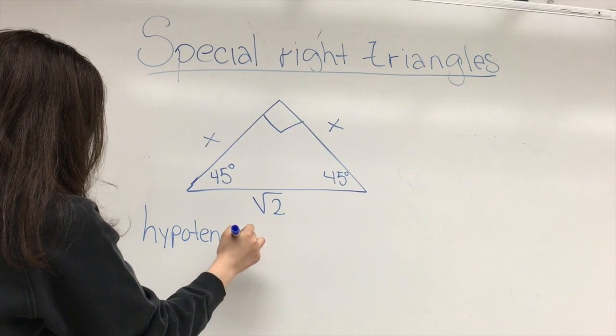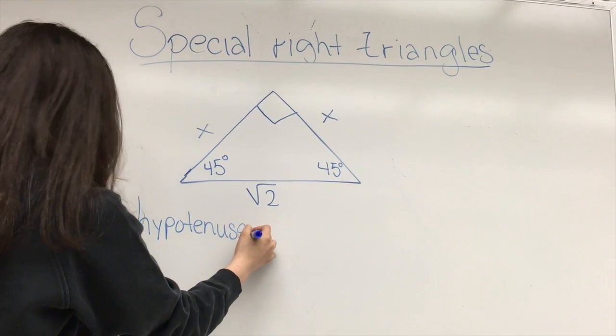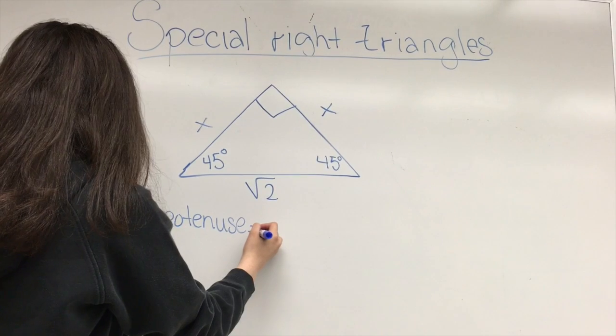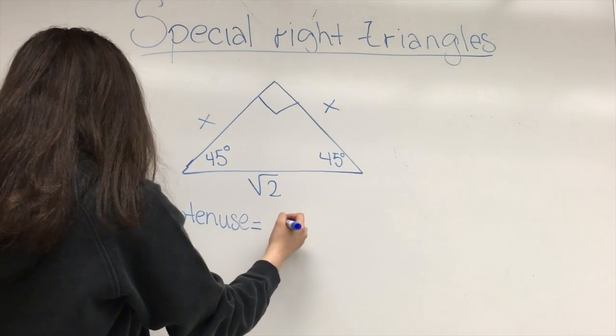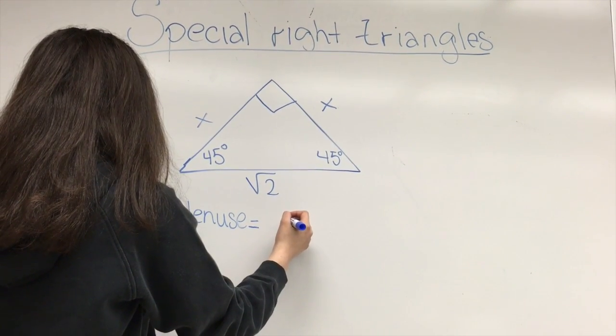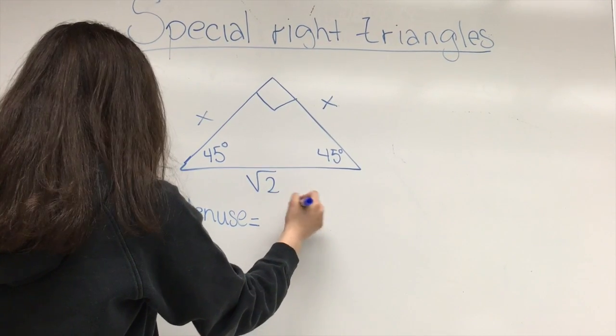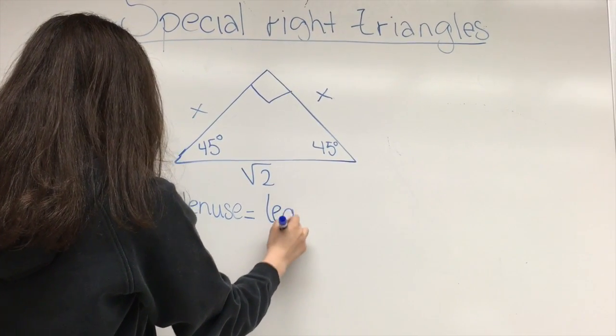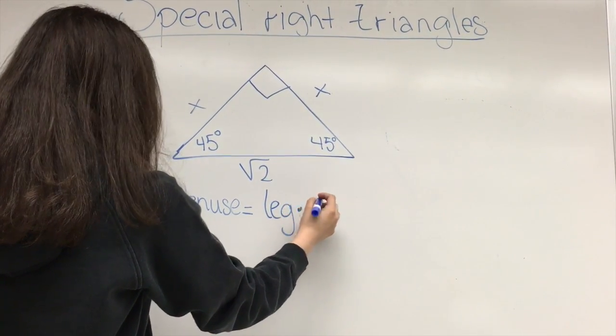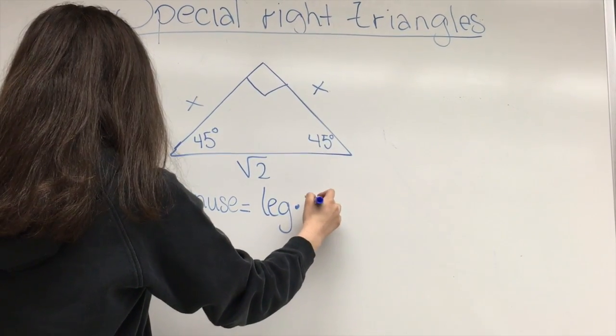Theorem 7.8, or the 45-45-90 triangle theorem, states that the hypotenuse is the square root of 2 times as long as each leg. This means that the hypotenuse equals the leg times the square root of 2.